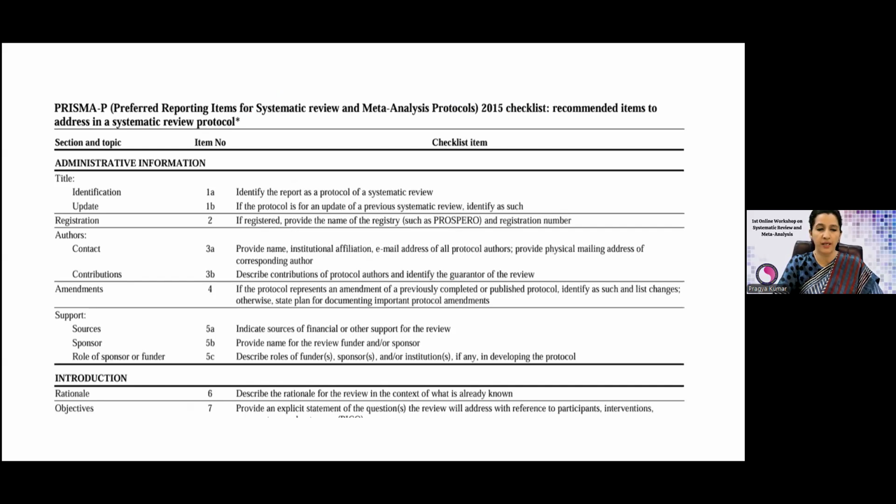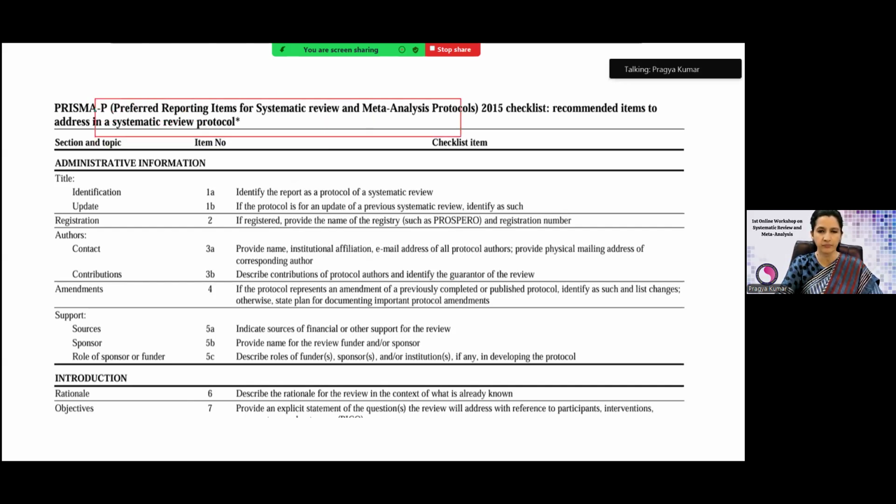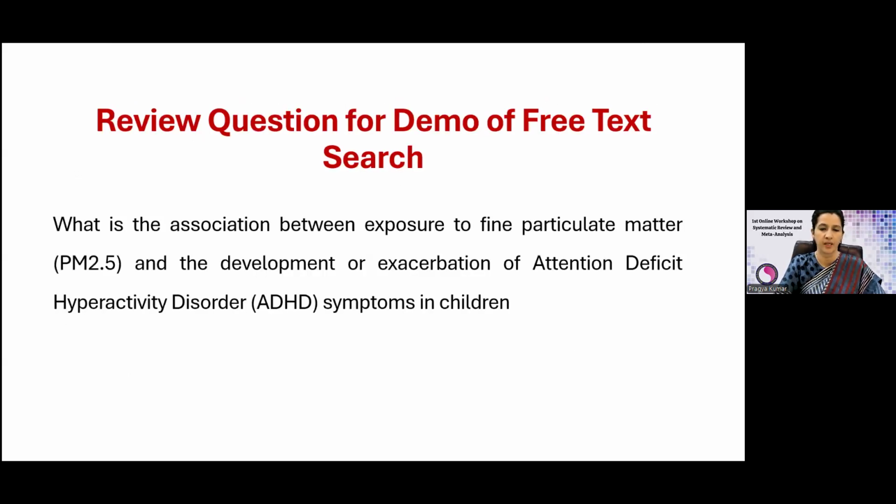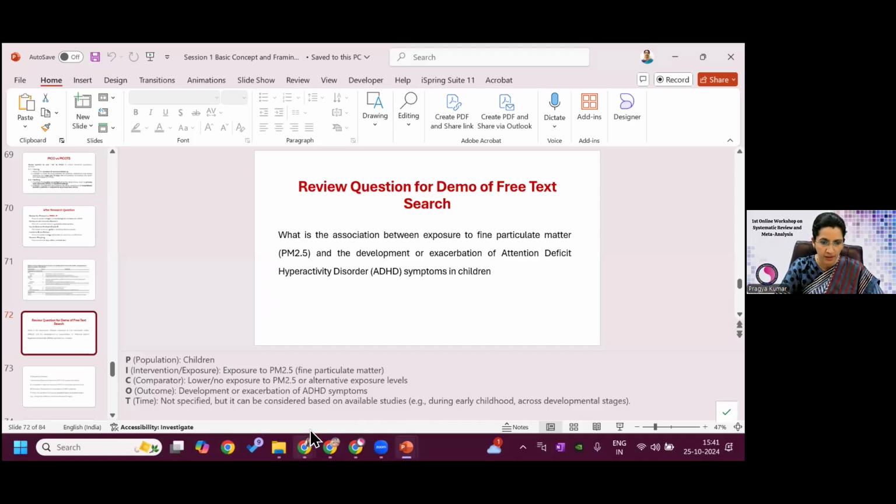This is the PRISMA-P checklist for the protocol. You can see the Preferred Reporting Items for Systematic Review and Meta-Analysis protocols. They have title and registration, authors, amendments, how many amendments have been done, the sources, sponsors, and all those things. Now, we will start with the review question for the free text searching. So till now, we have discussed how to formulate and refine your question. But before that, let me show you the PROSPERO registration.